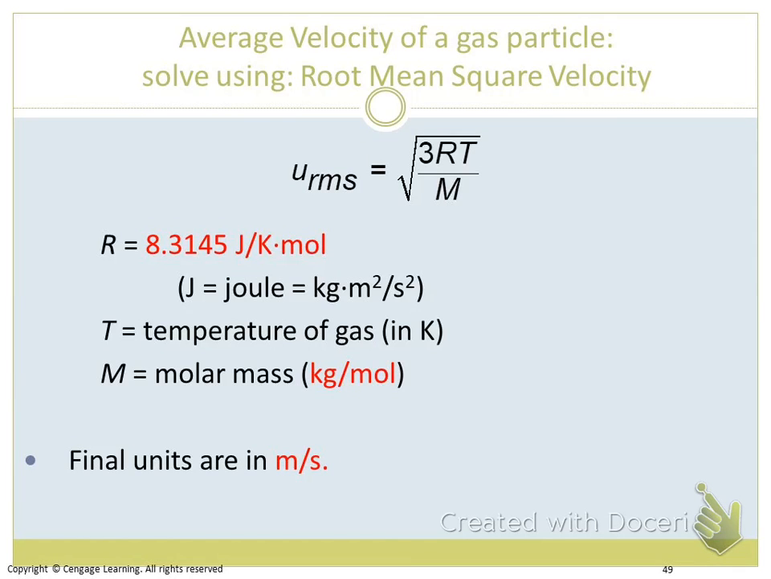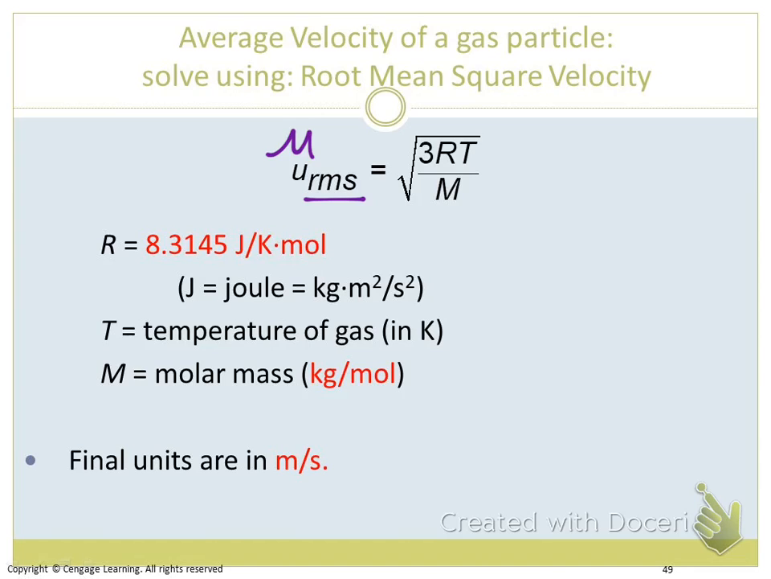So root mean square velocity is usually given by this Greek letter, or sometimes it'll just be listed as RMS, right? Either way, this is how we solve for it. We take the square root of 3 times R times T over big M. Capital M stands for molar mass.